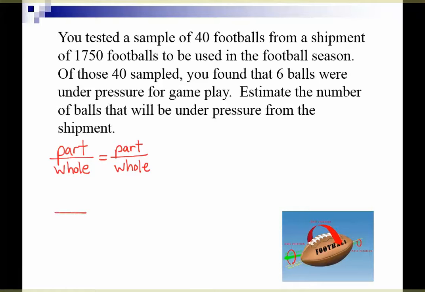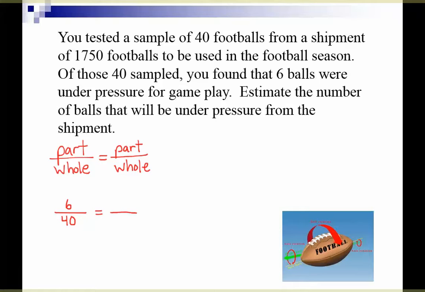Okay, so here's the one I came up with. And it might not be the same as yours. There are a lot of right answers here. But for me, I went with the sample first. So I saw that 40 balls were sampled and 6 of them were under pressure, underinflated. So to me, that's a part out of a whole. Out of the 40 sampled, 6 of them were underinflated, a part out of a whole, 6 out of 40.